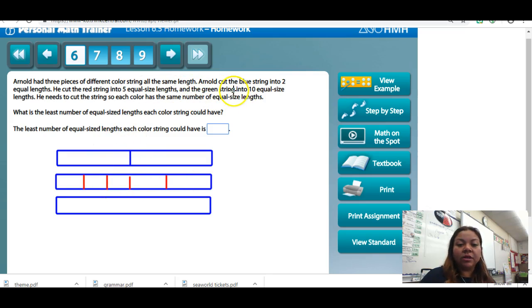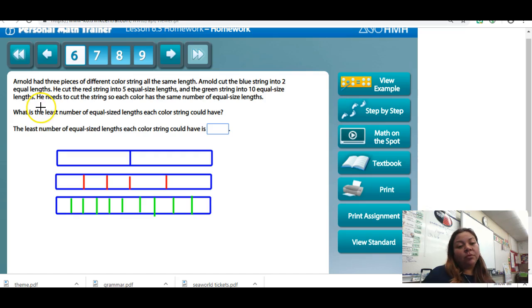And the green string into 10 equal string pieces. So now I'm going to do my green in 10 pieces. I'm going to draw 9 lines. 1, 2, 3, 4, 5, 6, 7, 8, and 9. So that should give me 10 equal pieces.